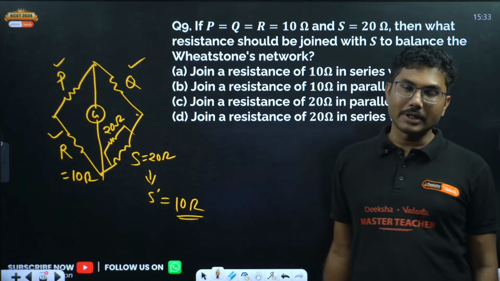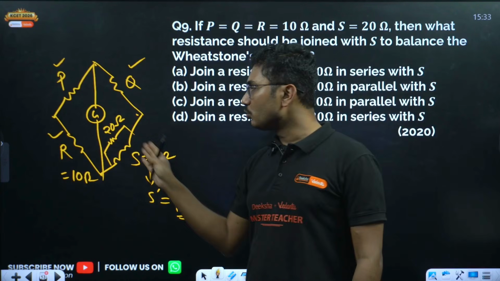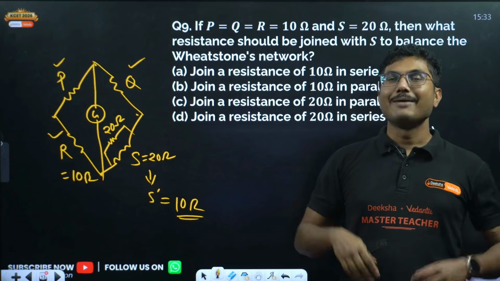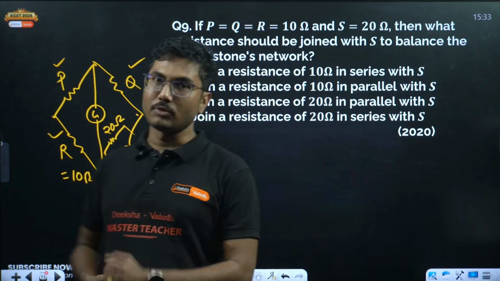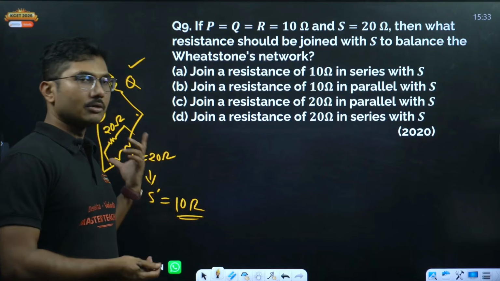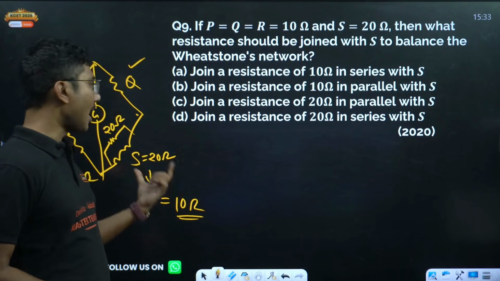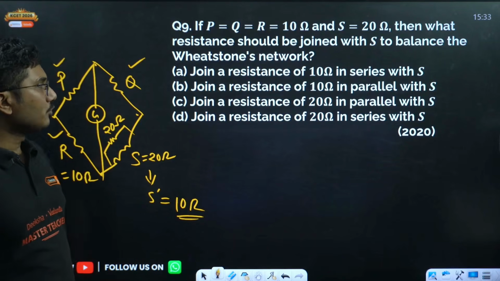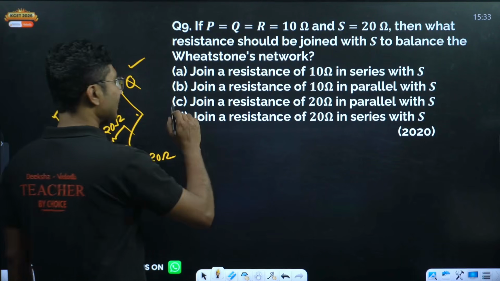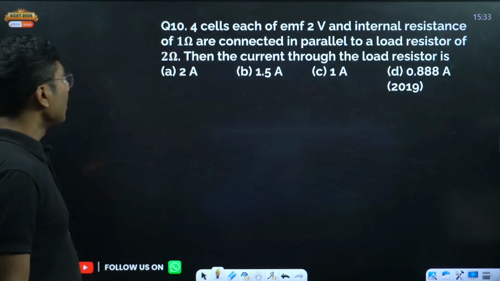Now if the decreased resistance is half, then the two resistances must be equal. For any other resistance, you have to use the parallel resistance combination formula and calculate it. Here it is not required, because we know that the final resistance is half of 20 ohm. That means these two must be equal. So we have to join a 20 ohm resistance in parallel with S.